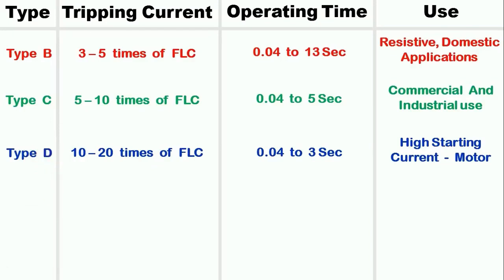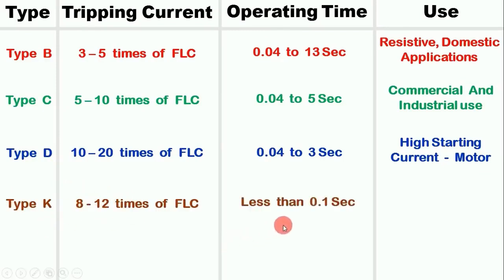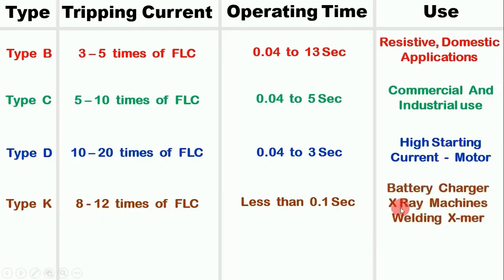After this, the next MCB is K-type. The tripping current of K-type MCB is 8 to 12 times. In this K-type MCB, it takes less than 0.1 second to trip. It means when 8 to 10 times current flows through the MCB, this MCB will trip instantly. This MCB will not even take 0.1 second to trip. This K-type MCB is used in battery chargers, X-ray machines, and welding transformers.